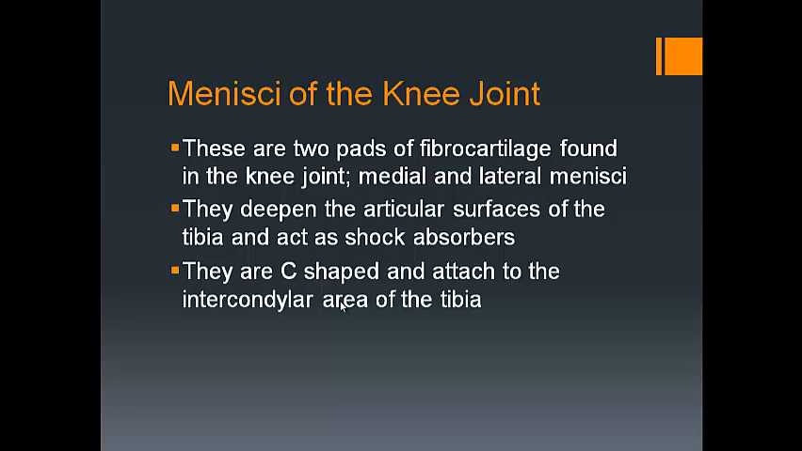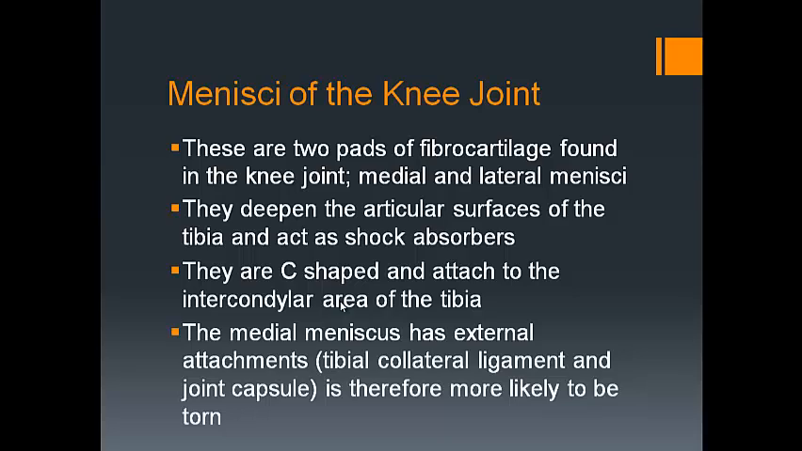of the tibia. So that means that they have an inner attachment to the intercondylar area of the tibia. The lateral meniscus does not have an external attachment, but the medial meniscus does. The medial meniscus has external attachments to the tibial collateral ligament, which we'll see in a minute, and it's also attached to the joint capsule, and therefore more likely to be torn.